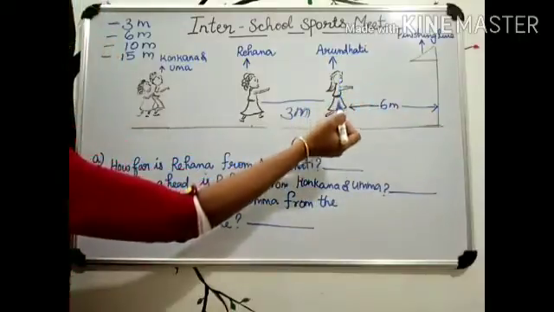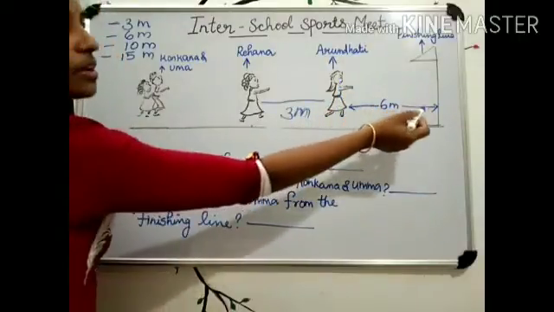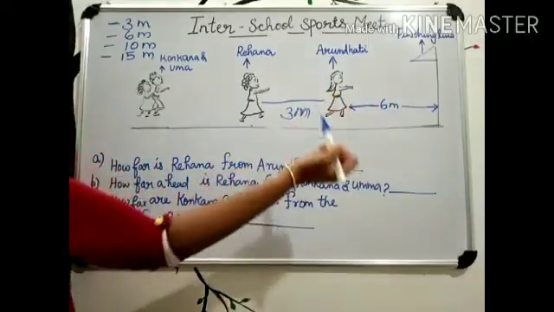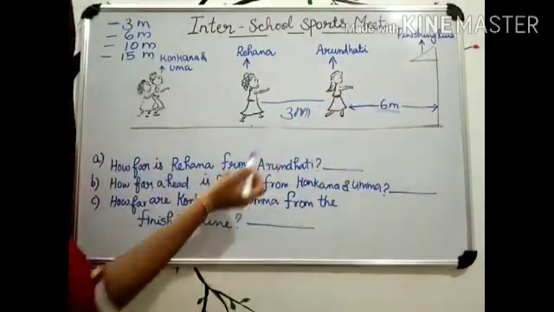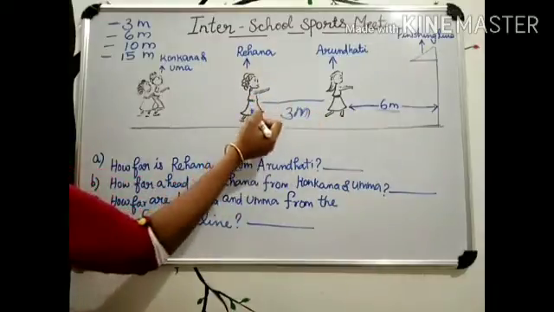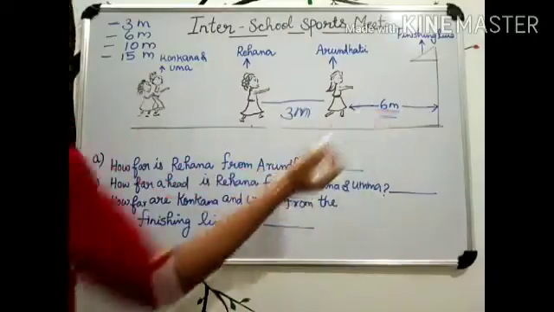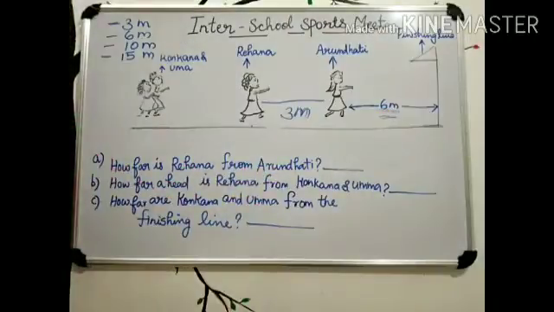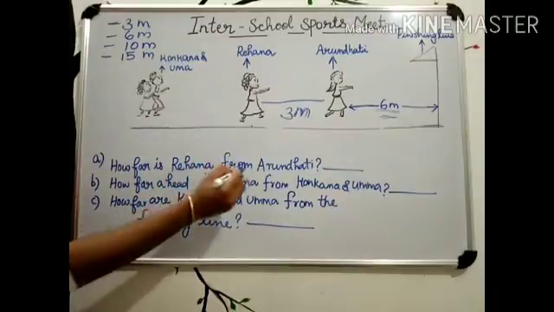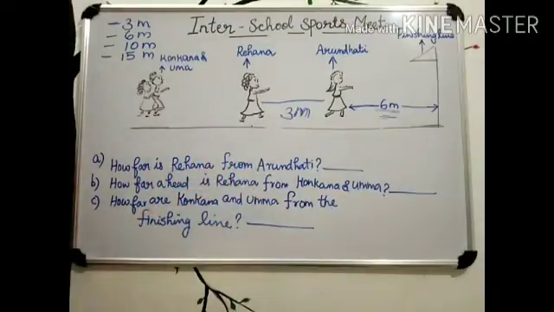From this finishing line to Arundhati, the distance is 6 meter. So here the Arundhati and Rahana distance may be half of this 6 meter. You just imagine. Okay. So the distance between Arundhati and Rahana is 3 meter. So the first answer, how far is Rahana from Arundhati? The answer is 3 meter. Understood?